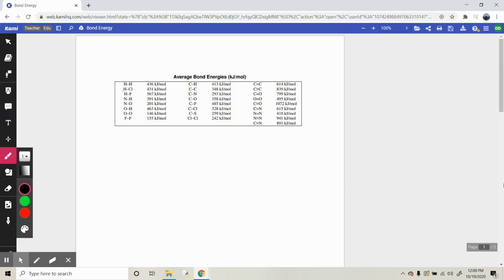Hey everybody. So today we are talking about bond energies. And pretty much what we're going to do is figure out the enthalpy for a whole reaction, just given the energy in between bonds. But first, let's talk about some conceptual stuff.